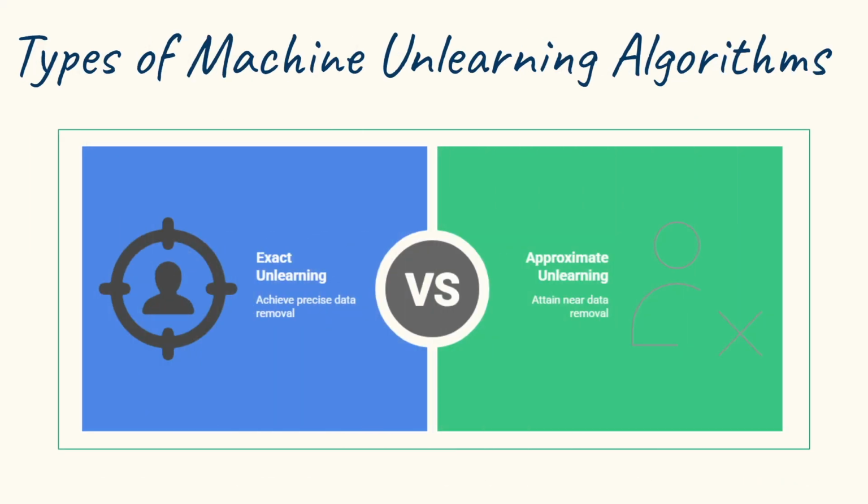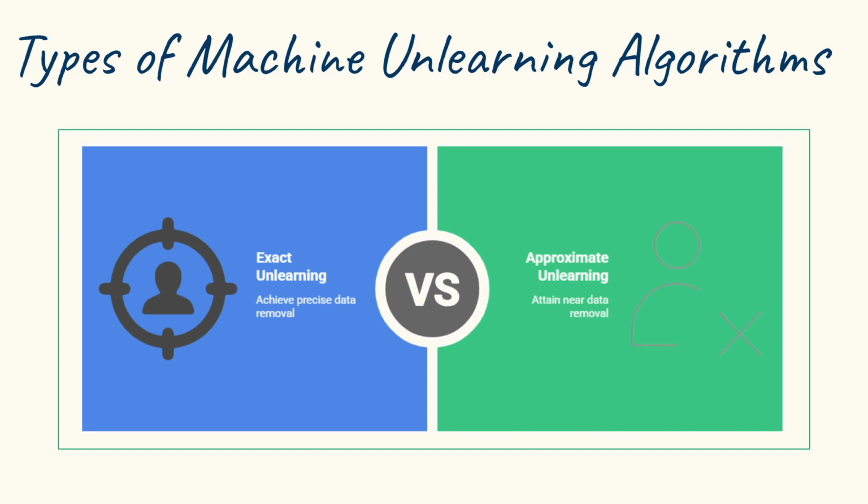Okay, now let's talk about types of machine learning. Let's talk about a fundamental concept in responsible AI development, machine unlearning. Specifically, the two major approaches that dominate the field today, exact unlearning and approximate unlearning. At its core, machine unlearning is about enabling a model to forget specific data points it was trained on.